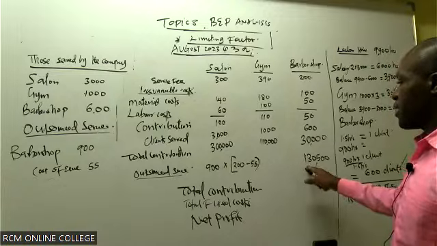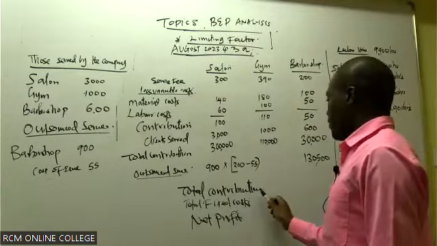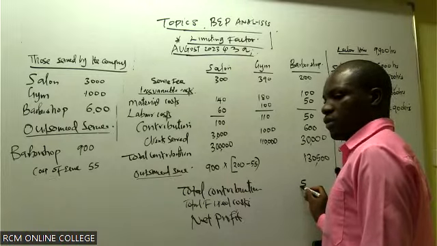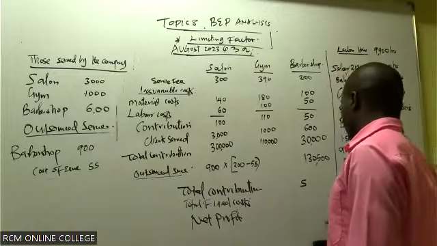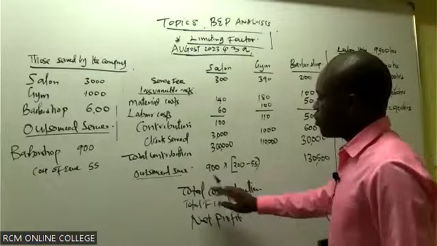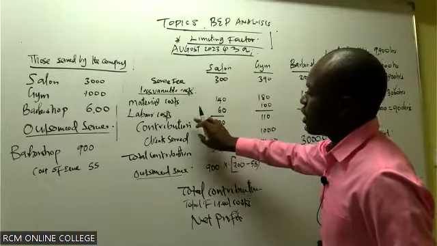Confirm 570,500. Is it correct? Confirm that, then you put it down here now. Okay, nobody should get lost. We say your total contribution. How do we get contribution? Contribution was service fee minus total variable cost.